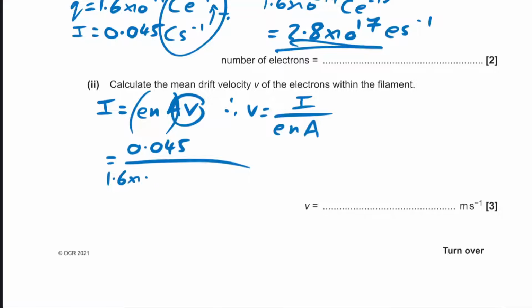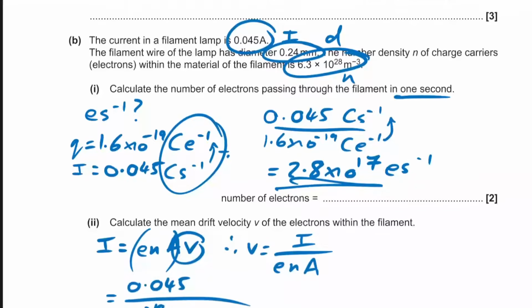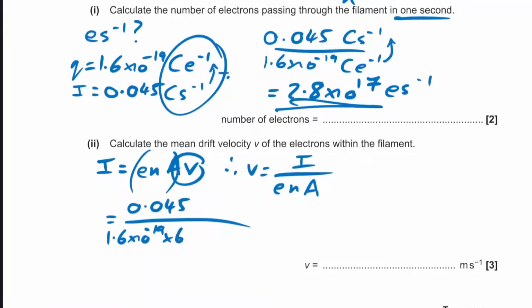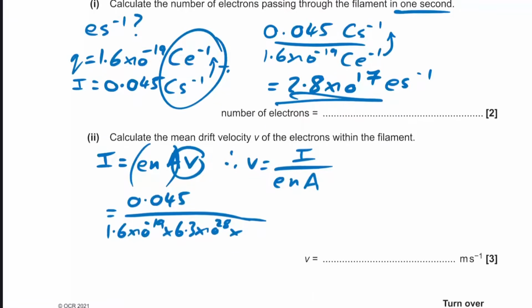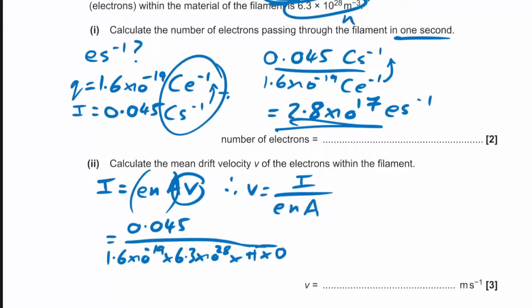So of course the charge of an electron, and then times that by our number density, which is 6.3 times 10 to the 28, times by the area, which is pi d squared over 4, or pi r squared. Let's go with pi r squared, seeing that we can half that nice and easily. So pi times 0.12, so I'm just going to say 1.2 times 10 to the minus 4. Of course, that has to be squared. I'm not going to bother tidying up powers of 10 there.